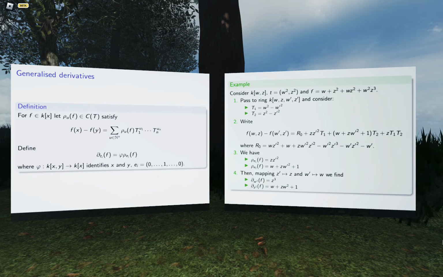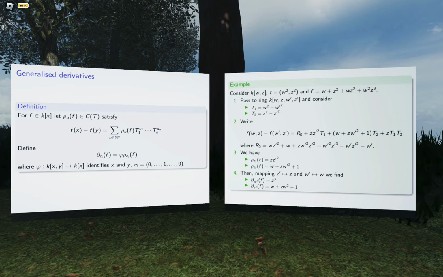And I don't expect you to be able to check this now, but you can show that we can write f of w, z minus f of w prime, z prime in the following form, where we have this polynomial r, which isn't particularly important exactly what it is, and these following coefficients of the ti polynomials.